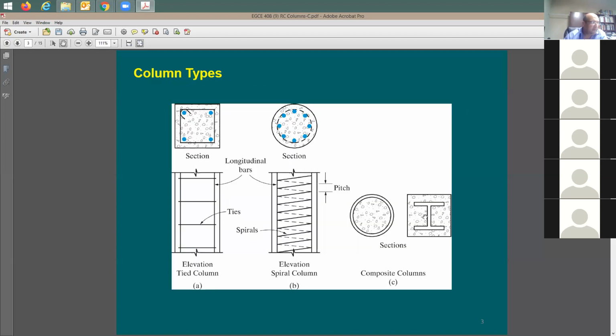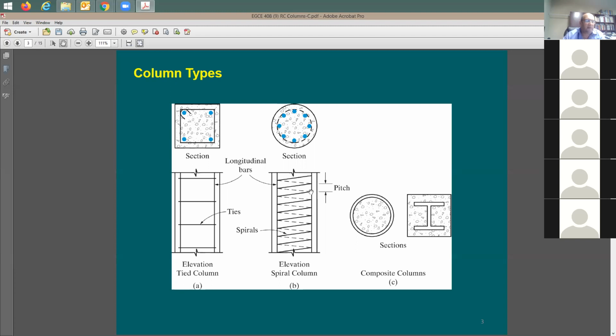This type of column, we call tied columns. So here's a column concrete section, and then you're going to have ties. This is the reason that we call it tied columns. If you look here at the elevation of the column, here are the vertical rebars or longitudinal rebars, and you have some ties. And here's a tie. It needs to enclose all the vertical rebars. The way you build it, you put the cage first, then you put it in the form, then you pour the concrete from the top.